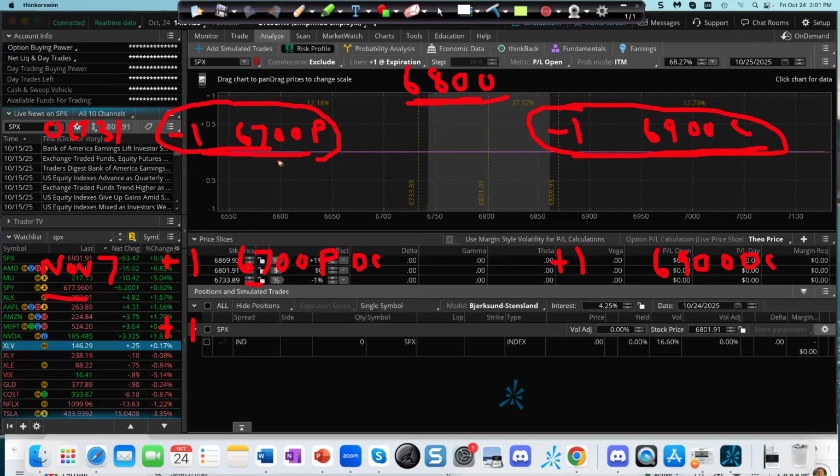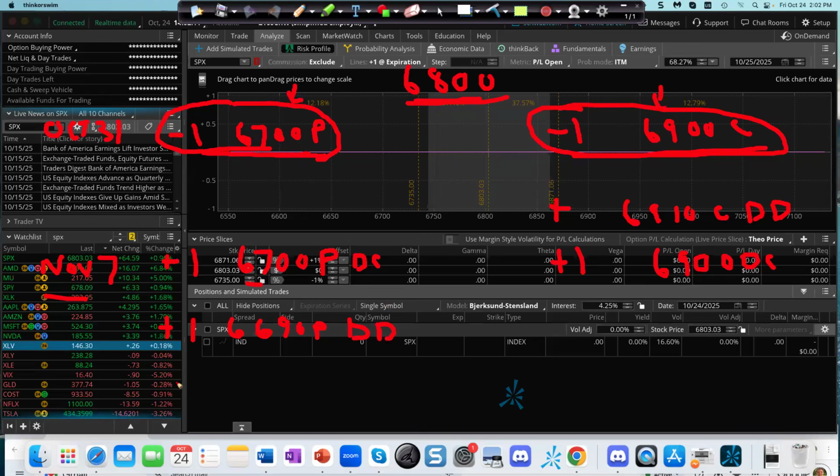So if this is my short put here, if I buy the 66.90 puts, that's out of the money. And if I buy the 69.10 calls, that's out of the money versus my short calls of 6,900. That would be a double diagonal. My longs or hedges are more out of the money.